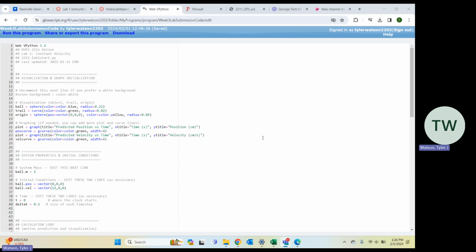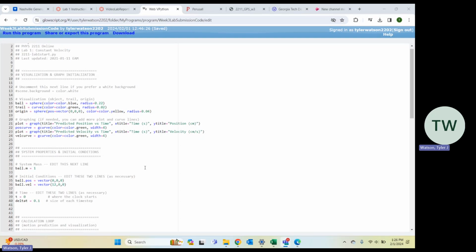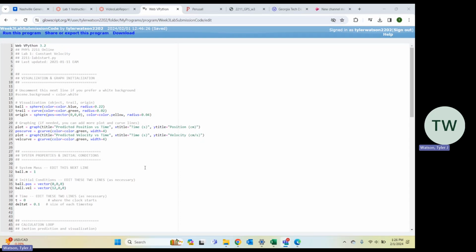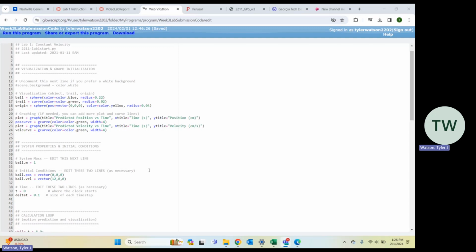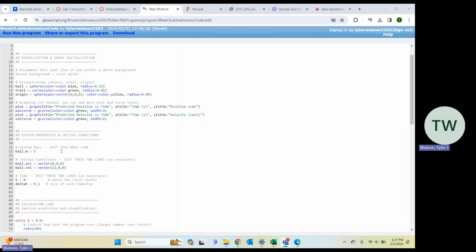So I quickly wanted to go through our code that we created here. As you can see, this was copied from our template used in Canvas, and I changed some of the data to apply to our experiment. As you can see, our measurements were in centimeters per second as well as centimeters.